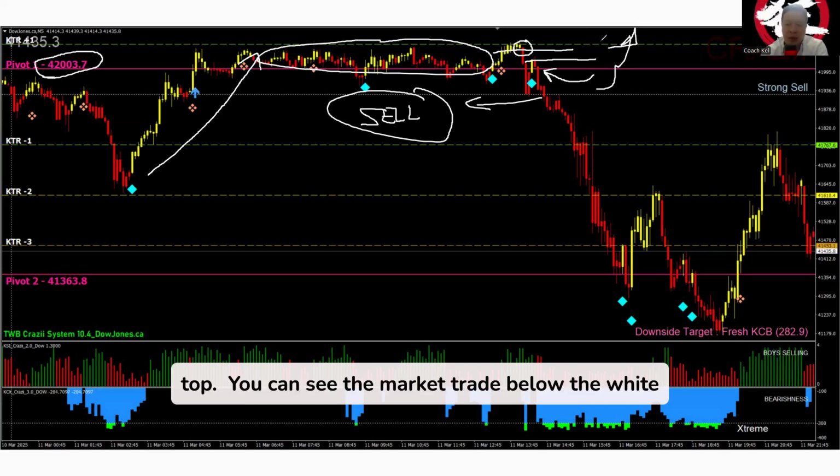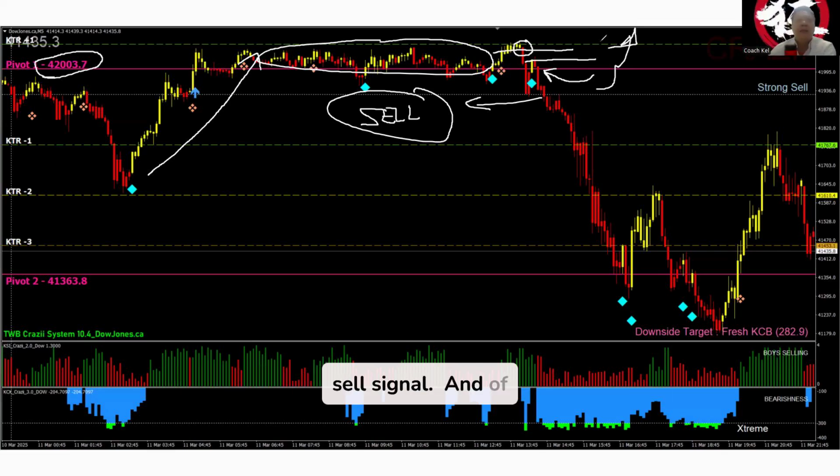You can see the market trade below the white line. All these are classic sell signals. And of course, the KSI and the KCX are all bearish. So that was not difficult to do.